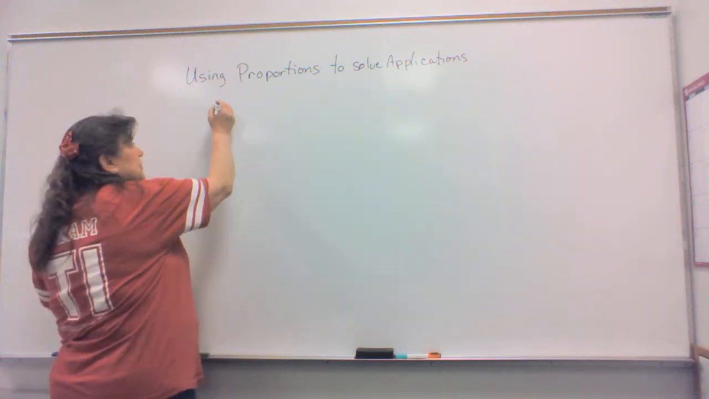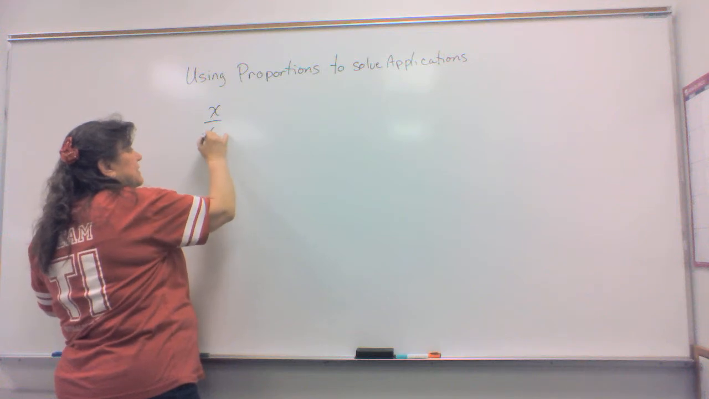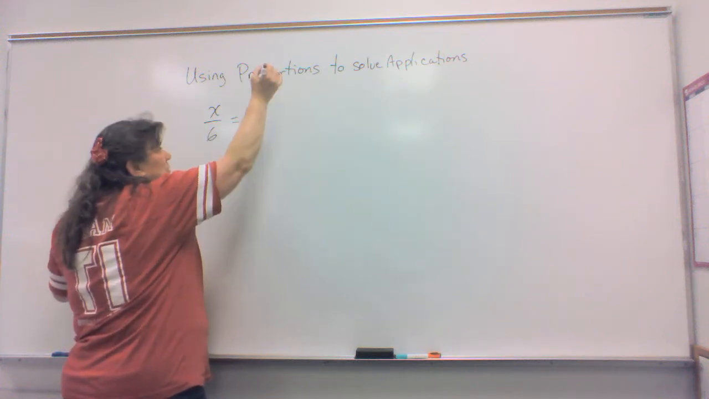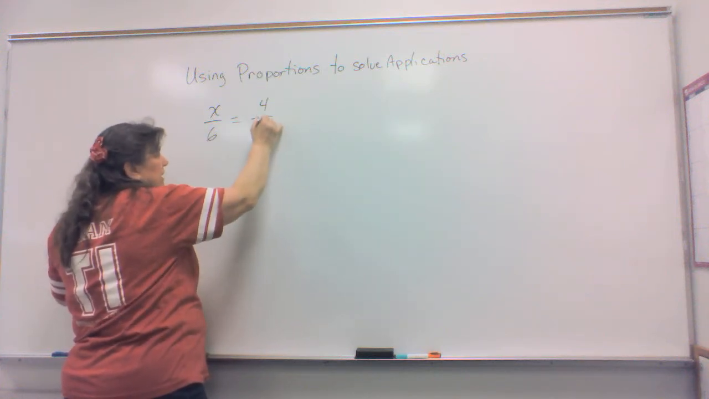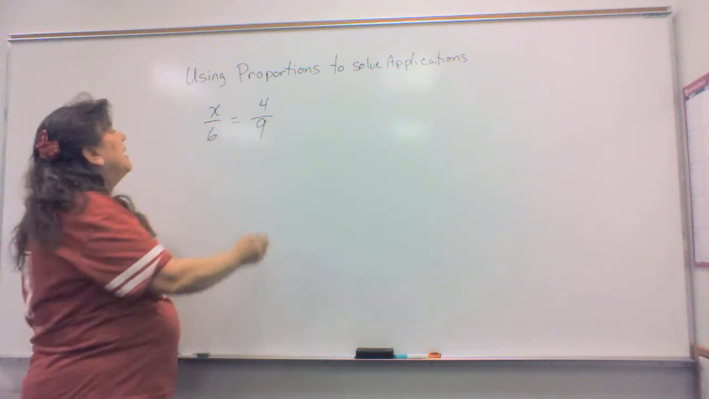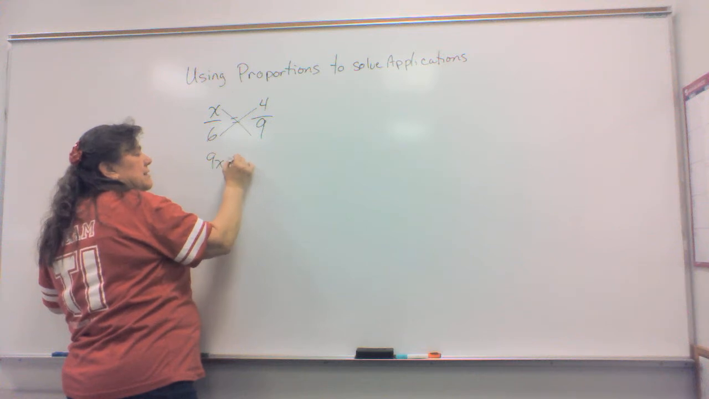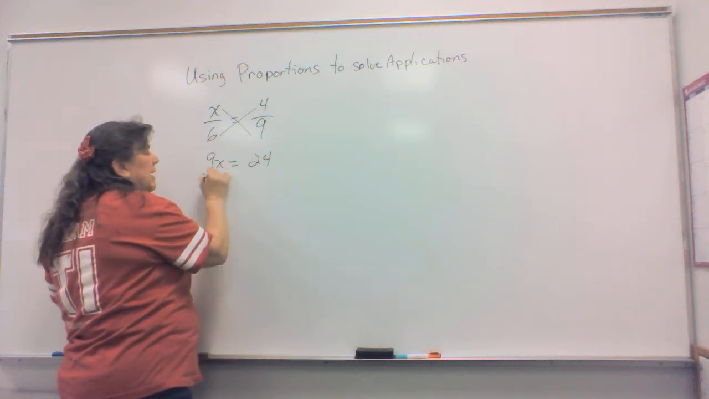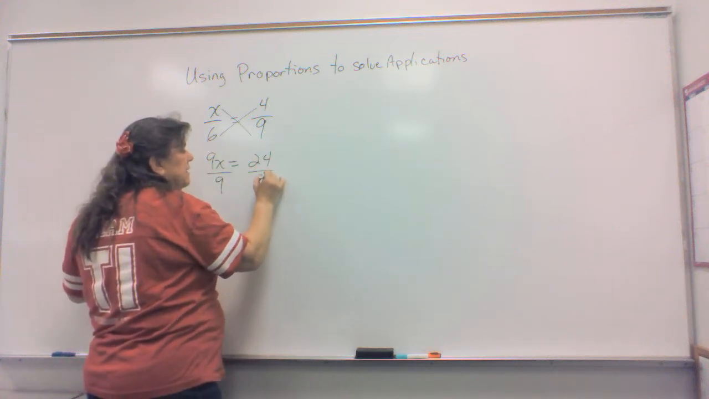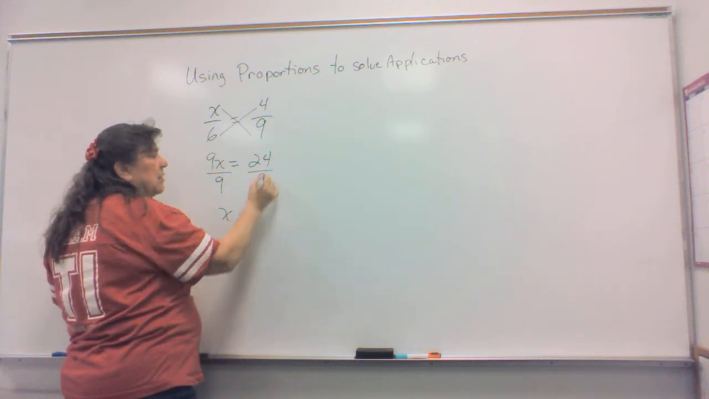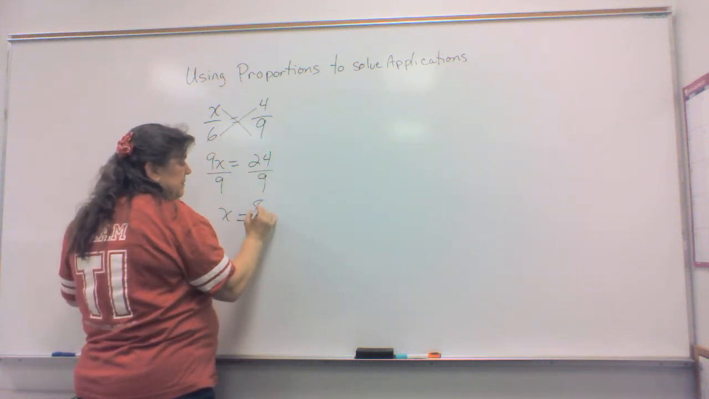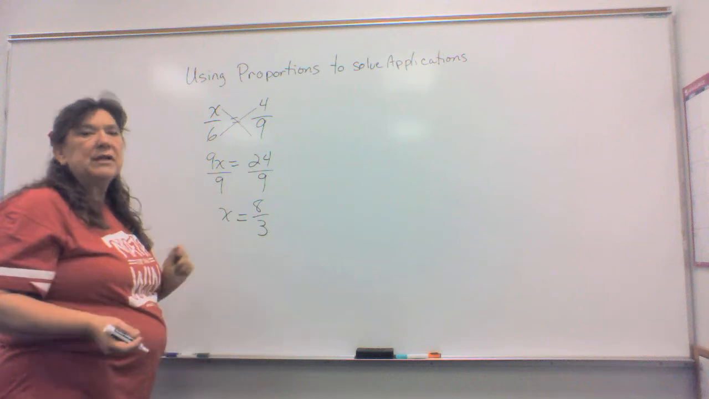A proportion was something like x over 6 equals, let's say, 4 over 9. And you would use your cross products and get 9x is equal to 24, and then divide by 9. And x would equal, divided by 3 gives me 8/3. And we would leave it like that.